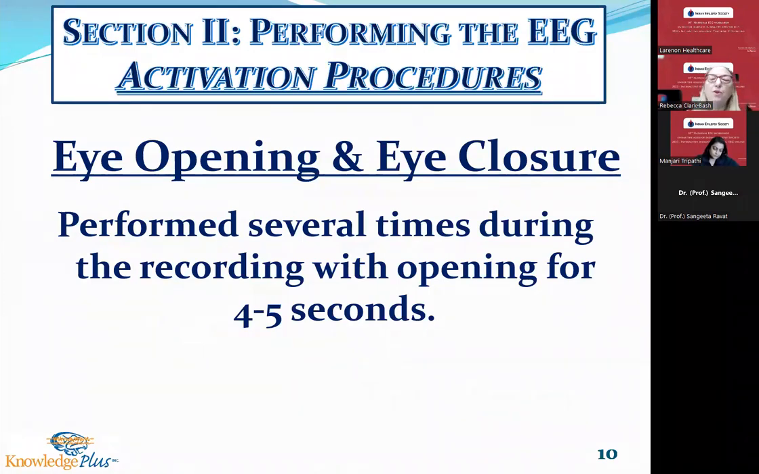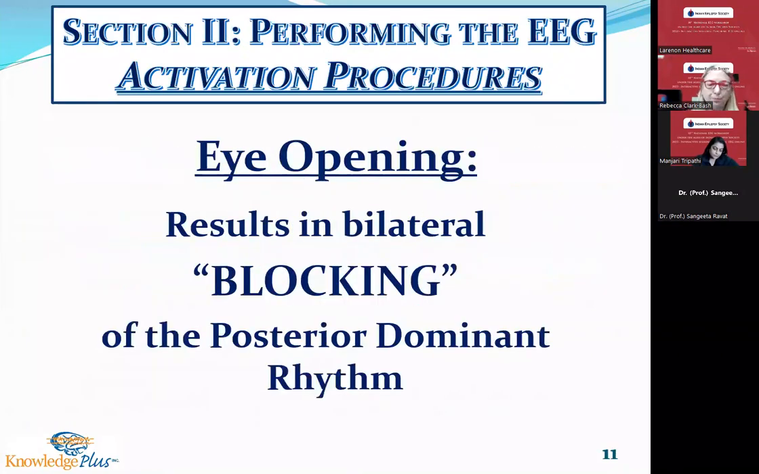So usually I perform eye opening and eye closure 4 to 5 times during the start of the recording. That results in bilateral blocking of the posterior dominant rhythm. The posterior dominant rhythm used to be called alpha, and they removed that name because it's not always alpha. In patients who really don't know who the prime minister is, they don't know what day it is today, they might not have the required minimum 8 hertz, they might only have 7 hertz. It used to be called alpha rhythm, now it is called posterior dominant rhythm.